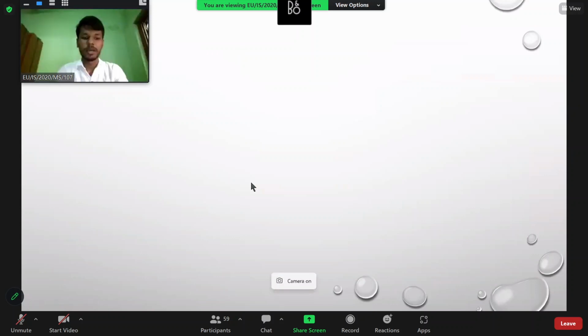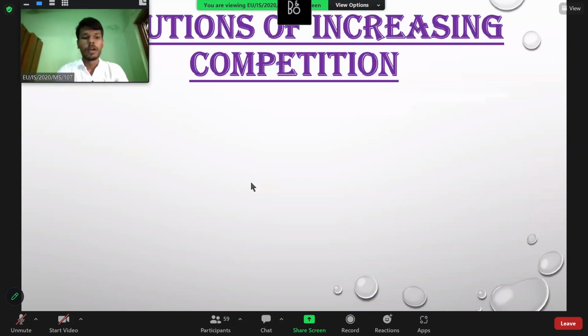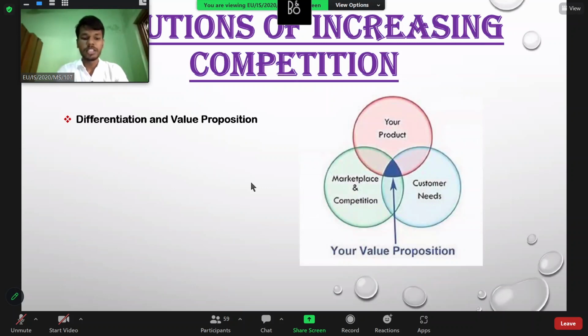Good morning to you all. I am Abhishek. My registration number is MS107. Solution of increase in competition. First one, differentiation and value proposition. Janashakti Insurance should focus on differentiating itself from competitors by offering a unique value proposition. This can include specialized insurance products, innovative coverage options, excellent customer service, or industry expertise that set it apart from competitors. By highlighting their unique strengths, the company can attract and retain customers who value the differentiating factors.